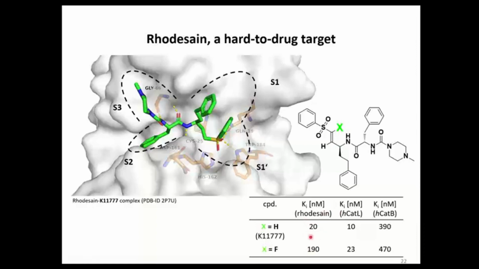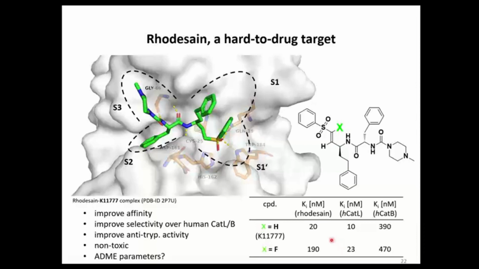Over here, we have lost some potency, and we are not selective, or actually we are selective, but for the human off-target, the human cathepsin L. So that's something we wanted to change as well. And we also lost some anti-trypanosomal activity with 12.5 micromolar, which is also not where we wanted to be.